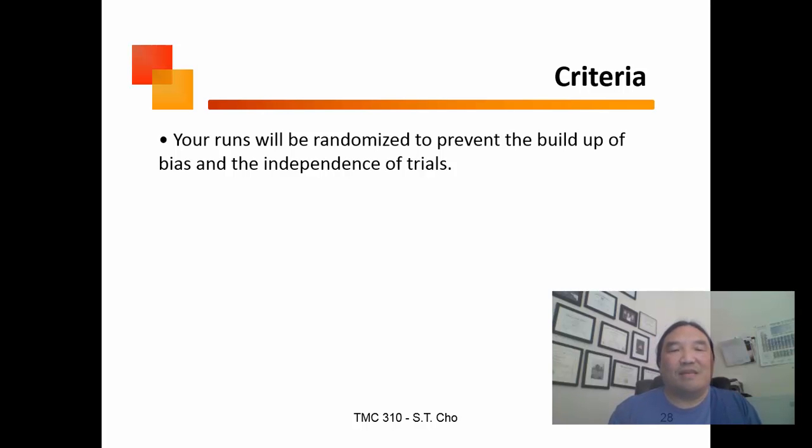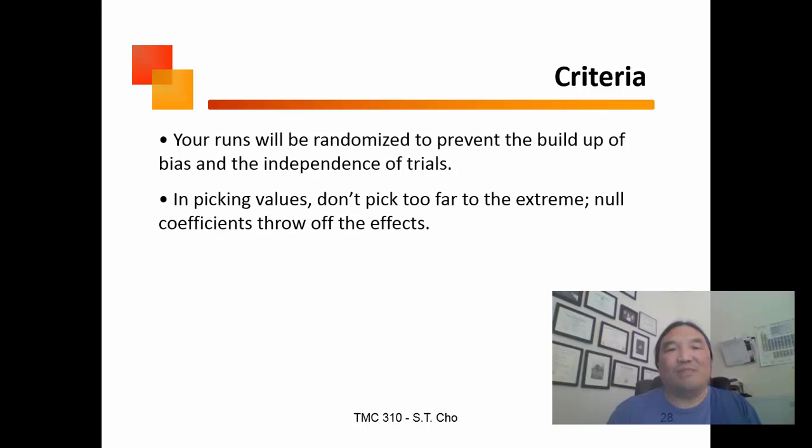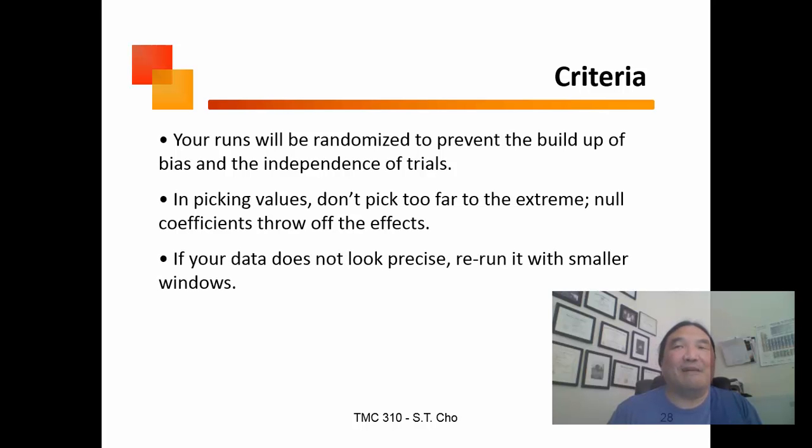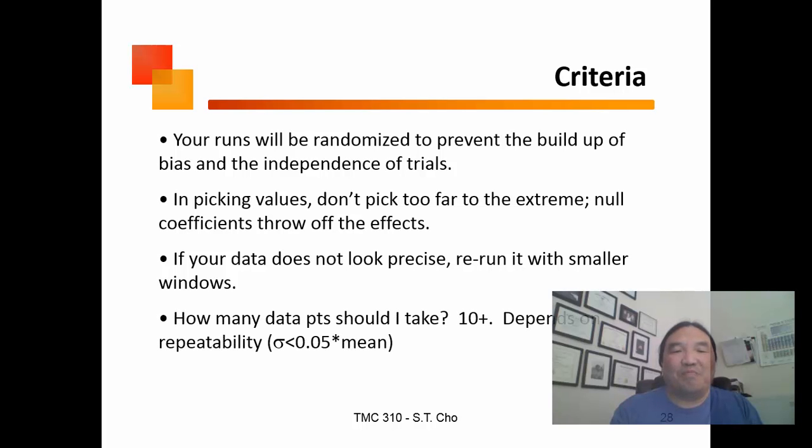When you set this up, you have to randomize your runs. Why? Because you start to build in bias. Don't pick too extreme values, because if it turns out that by picking this extreme value it's always 0, then it can skew your results. The thing is, if your data doesn't look precise, rerun it with smaller windows.